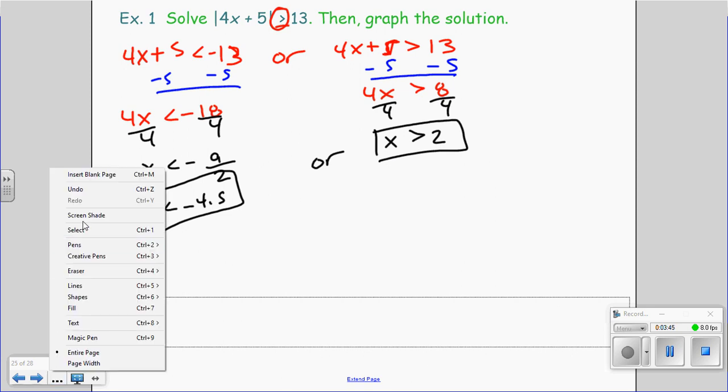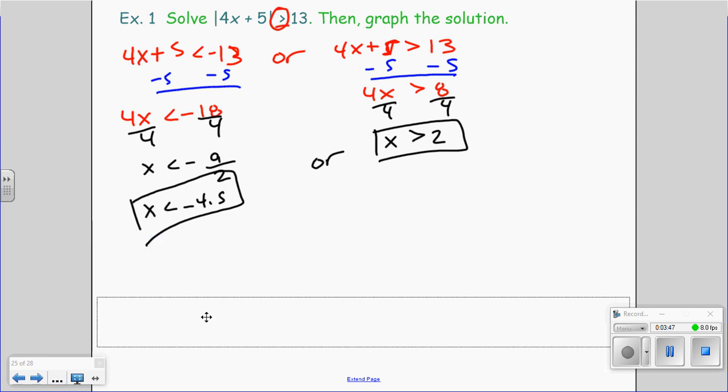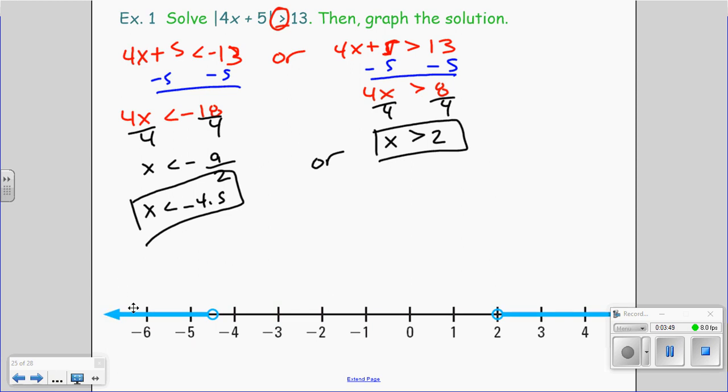So then when you graph it, it would look like so. You would have an open dot on negative 4.5 and an open dot on positive 2 because the equal bar, remember, is not there. And then when it's less than, you shade to the left of the dot. When it's greater than, you shade to the right of the dot.